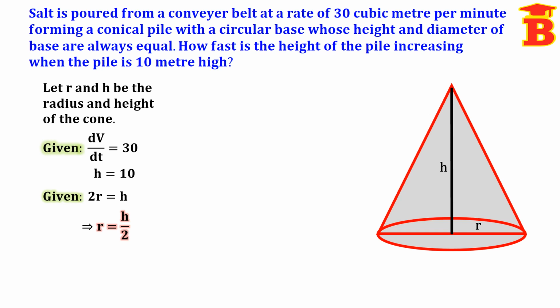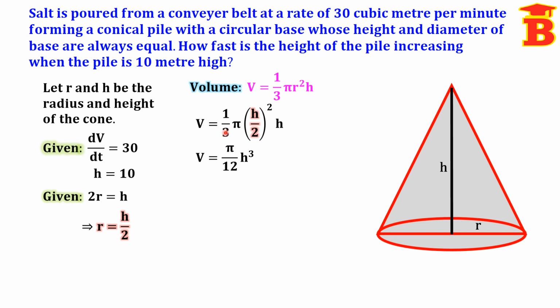Now write the volume of cone formula. V equal to 1 by 3 pi r square h. Here r value is h by 2. So substitute here, V equal to 1 by 3 pi into r value h by 2 whole square into h. Next step, write the constant separately, that is pi divided by 3 into 2 square 4. 3 into 4 is 12. So pi by 12 into h square into h, that is h cube.